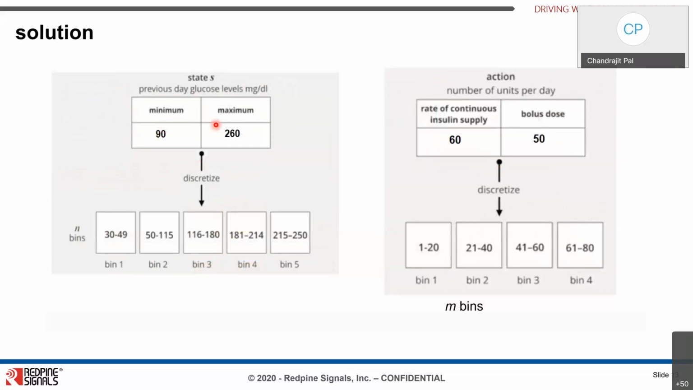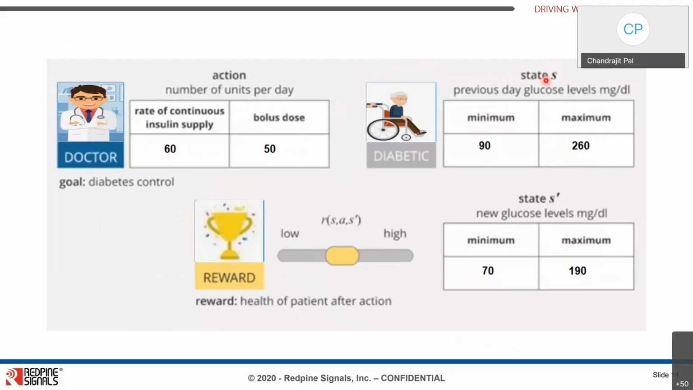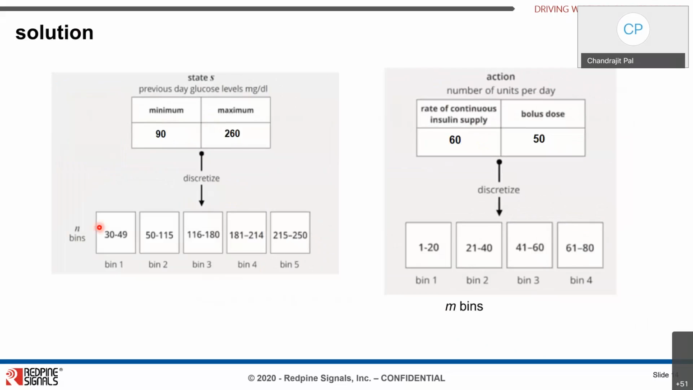Whatever the range, we try to discretize it. Okay, we try to discretize it. Say the minimum is 30, starting from 30. We try to discretize this. Minimum is 30 and maximum is say 250 or 260. We try to discretize this state. Okay, so this is a state of the health, defined by a minimum glucose level and a maximum glucose level. So we discretize, we break it into ranges, the state of the health.